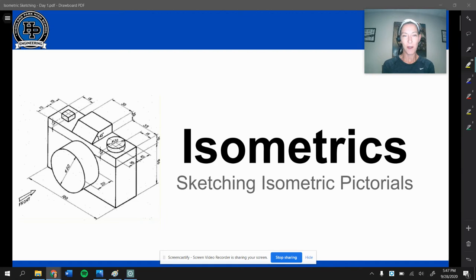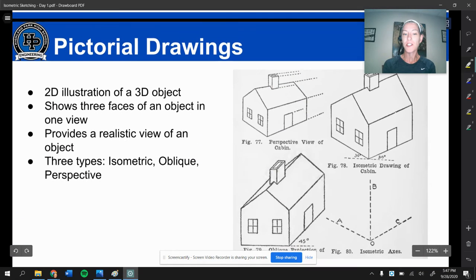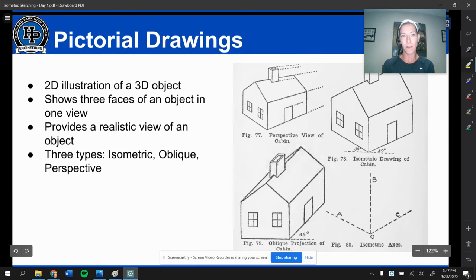Hello everyone. Today we're going to be talking about isometrics and what they are and why we use them. In the world of engineering, there are several different ways to convey information. One of them is sketching. And a 2D illustration that can show a 3D object is going to be very helpful for us.